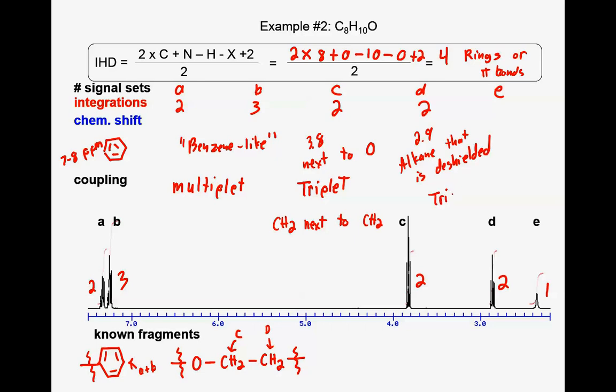And furthermore, it is a triplet. So it is safe to say that we have located the D protons. All right, so that leaves E. What's the integration of E? Yeah, it's 1. The chemical shift is around 2.1 or 2.2, I guess. Doesn't give us a lot of information.